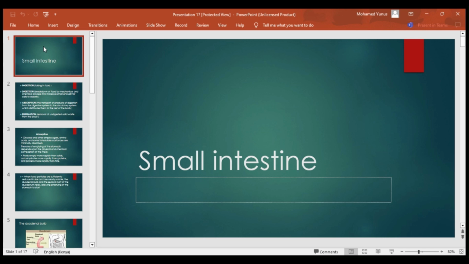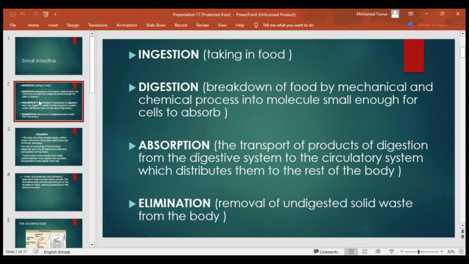Before we talk about the small intestine, we have to check on something. That's the stages of digestion. For food to reach the small intestine, it has to undergo certain stages, and this is the complete set of stages of digestion that you see in front of your screen right now.